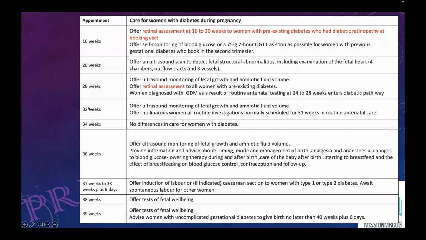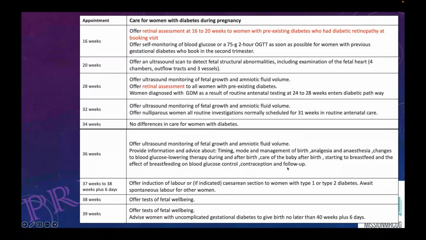And at 36 weeks they will discuss the time, place, mode of birth, anesthesia, analgesia, change in blood glucose lowering medication during labor and after birth, care of the baby, starting of breastfeeding, contraception and follow-up. So all these checks will be done at 36 weeks.